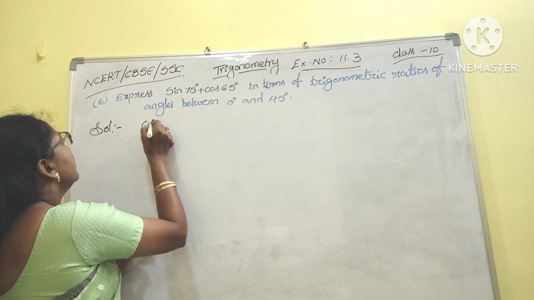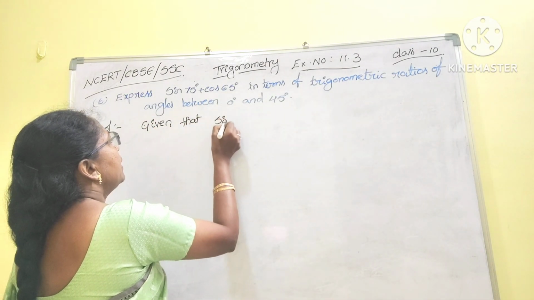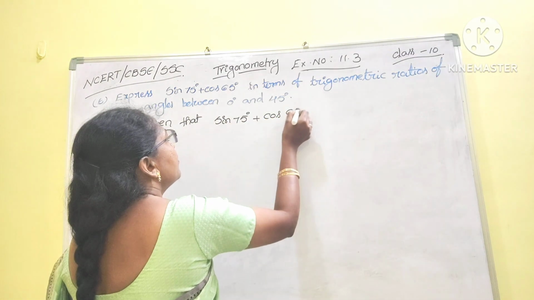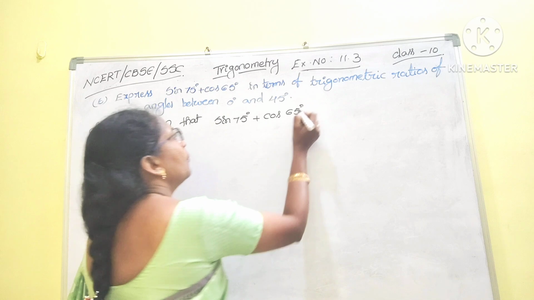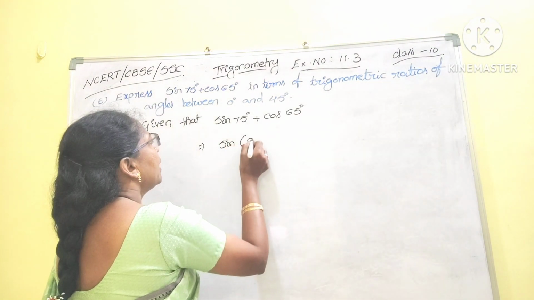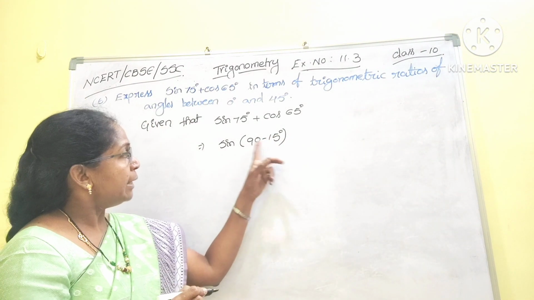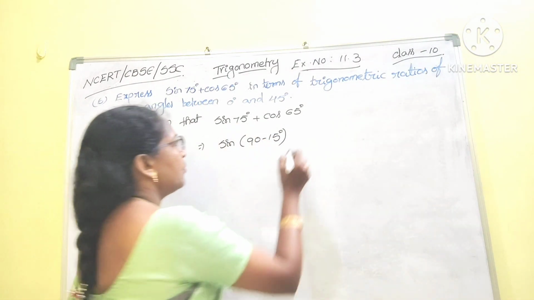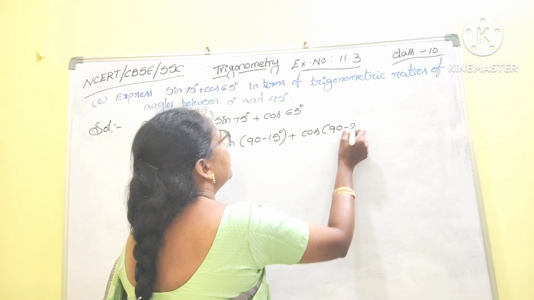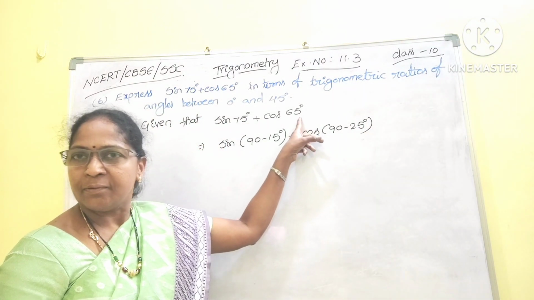Now, first, given that sin 75 degrees plus cos 65 degrees. The given thing you have to write down. Now, these angles can be written: sin 75 can be written as sin (90 minus 15), where 90 minus 15 equals 75, as well as this angle you have to write as cos (90 minus 25) degrees. 90 minus 25 equals 65 degrees.